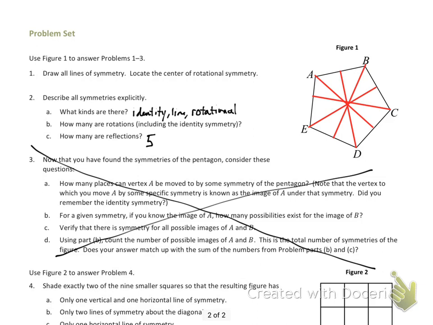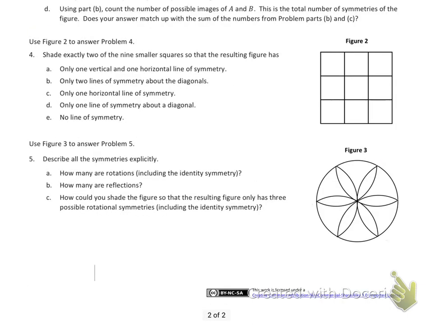Okay, so if we have 5 lines of symmetry, how much rotational symmetry do we have? 5. Okay, so that's kind of straightforward, I hope, especially after everything we've looked at today. The next thing, this is something I definitely need to go through some of this with you guys.